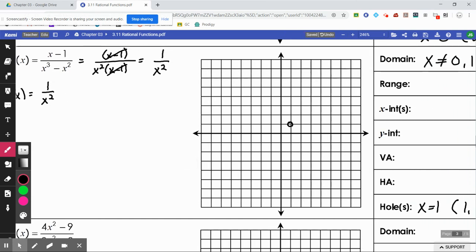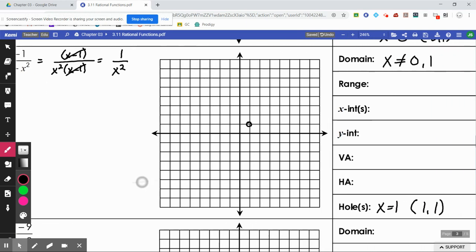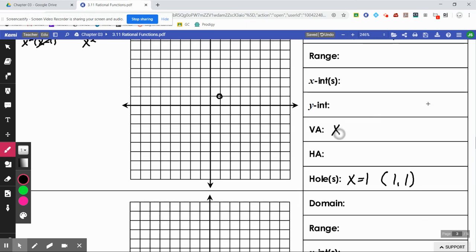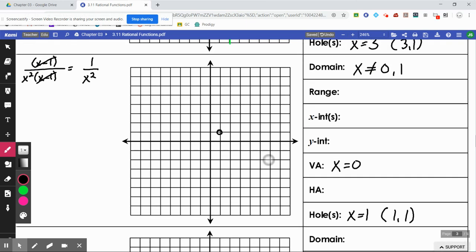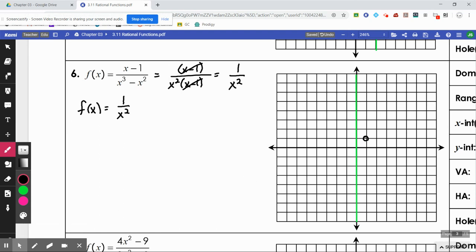Let's see, x-intercepts, well, first off, vertical asymptotes, the other point of discontinuity. Since x can't be 0 or 1, my other discontinuity must be a vertical asymptote, and that's going to be at x equals 0. Let's go ahead and plot that. And there we go. Next up, let's find our x-intercepts and our y-intercepts.